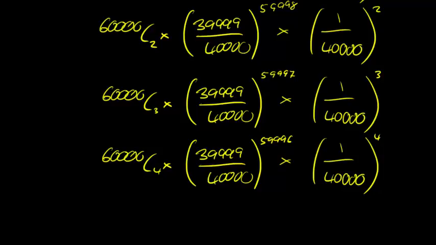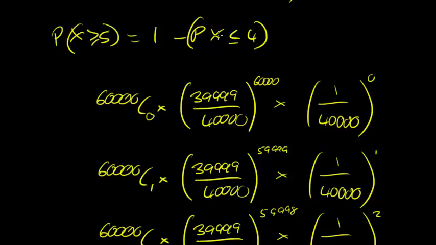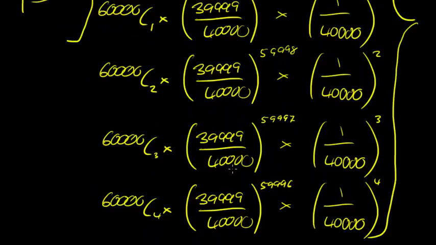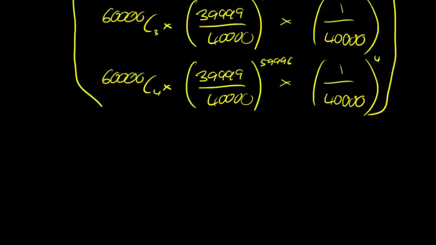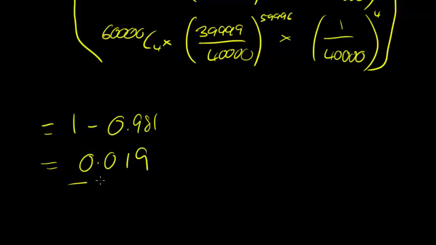Now, using a calculator I can add all of these up, because this will be the probability of 0, 1, 2, 3, 4, and then if I do 1 minus that, I'll get my answer. So 1 minus everything in here gets me my answer. And the actual answer that it comes out to be is incredibly small. So that's going to be 1 minus 0.981, which comes out to be 0.019. So a very small chance of it happening, but it could happen.